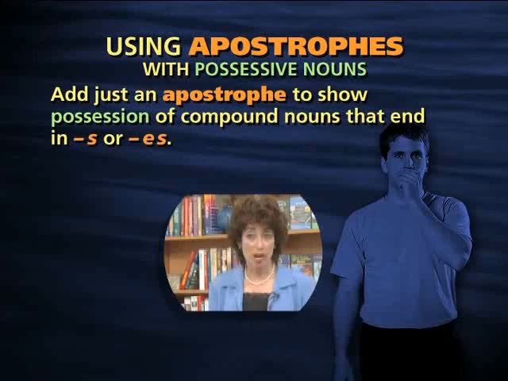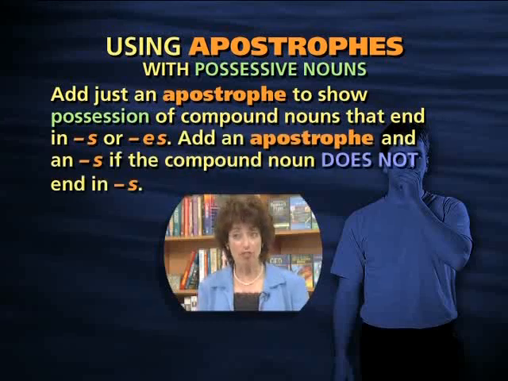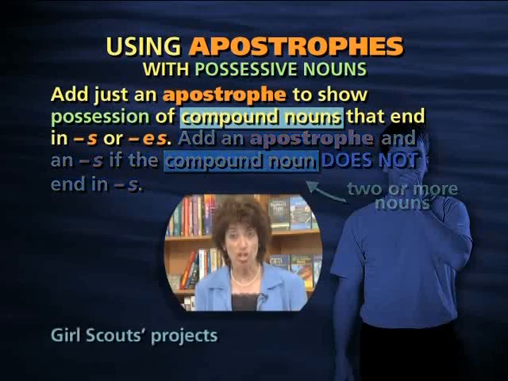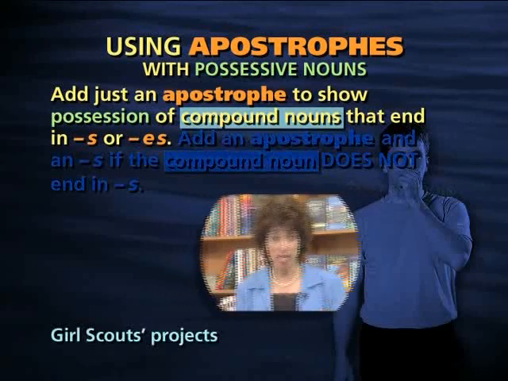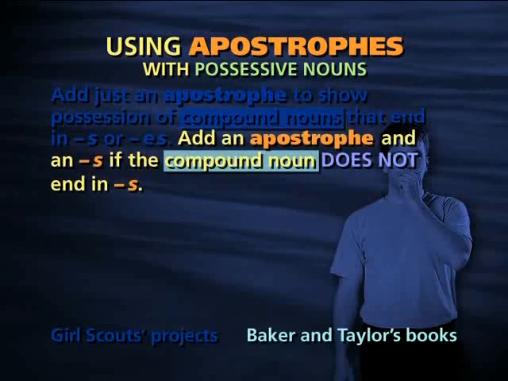Add just an apostrophe to show possession of compound nouns that end in S or ES. Add an apostrophe and an S if the compound noun does not end in S. Remember, a compound noun is two or more nouns. Girl Scouts, compound noun, Girl Scouts' projects. Baker and Taylor, two nouns, Baker and Taylor's books.